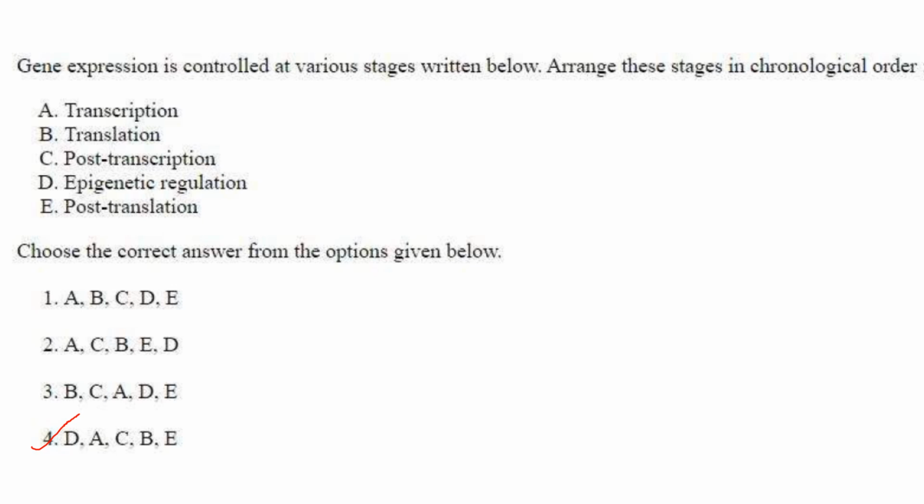Then next one. Gene expression is controlled at various stages written below. Arrange these stages in chronological order. So first will be epigenetic regulation, D. Then comes transcription, then post-transcription, that is C, then translation, that is B, then post-translation, that is E. So the answer here is option 4: D, A, C, B, E.